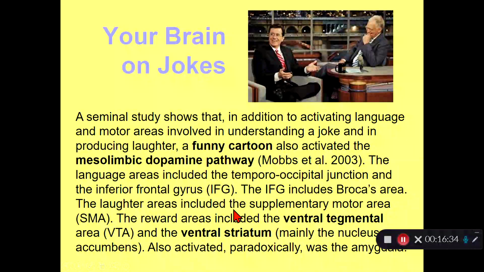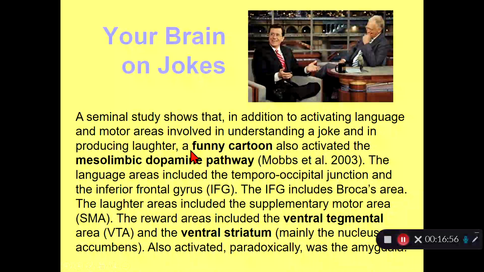So these kinds of areas were active, these theory of mind and motor areas, but the reward areas were also active. They included the ventral tegmental area and the ventral striatum, mainly nucleus accumbens. Also activated paradoxically in this particular experiment was the amygdala, associated with fear. How did that happen?